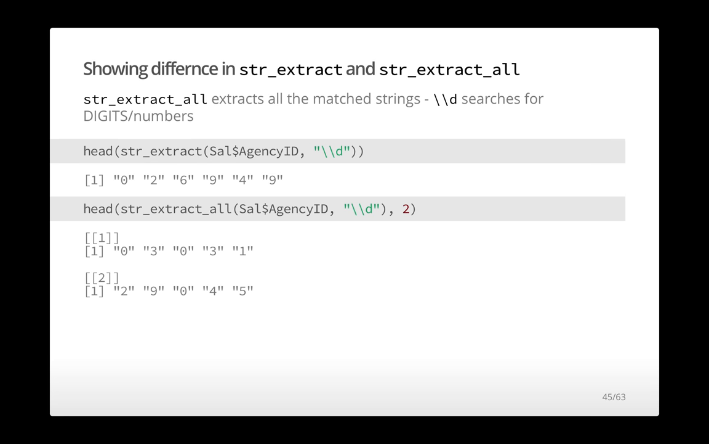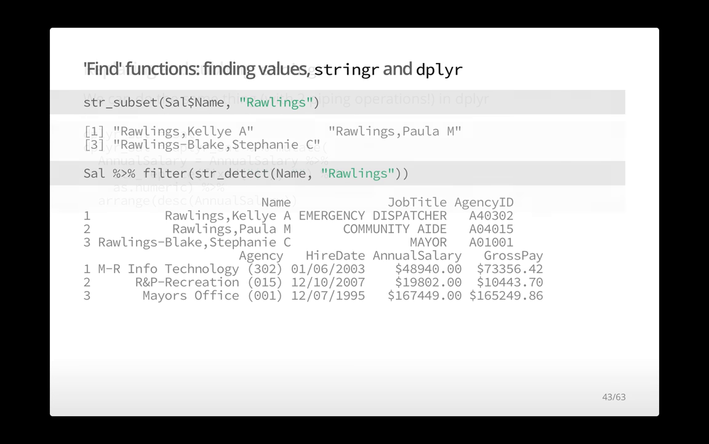Another thing that you commonly want to do is match digits, numbers. The way you do that is this double backslash d. When you pass this in, we say str extract from the agency ID, backslash backslash d. It means extract a digit. Agency ID is A4003, right? That's the agency ID for some of these. You're saying, I want to extract the digit part of this. I don't care about the A's.